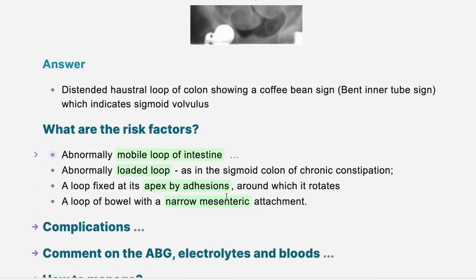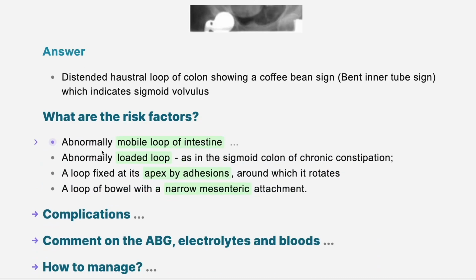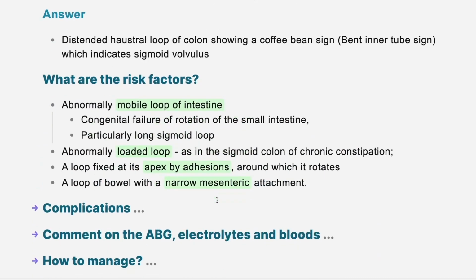There's one more reason that we can explain. If we have an abnormally hypermobile loop of intestine due to congenital failure of rotation of the small intestine, we can also have an abnormally loaded loop of the bowel, which can happen in chronic constipation. This will typically happen in old ages who are chronically constipated or maybe bedridden or having any neurological disorder that will lead to chronic constipation, such as schizophrenia in this patient and being on antipsychotic medications. The adhesions, and the last one which I didn't mention is a neuromesenteric attachment.